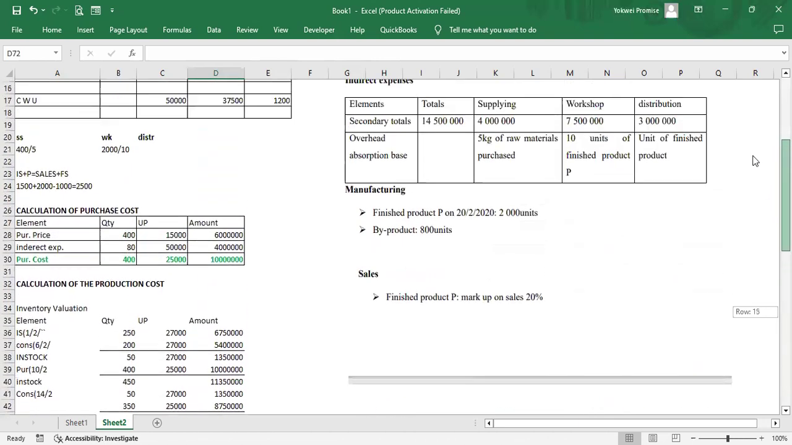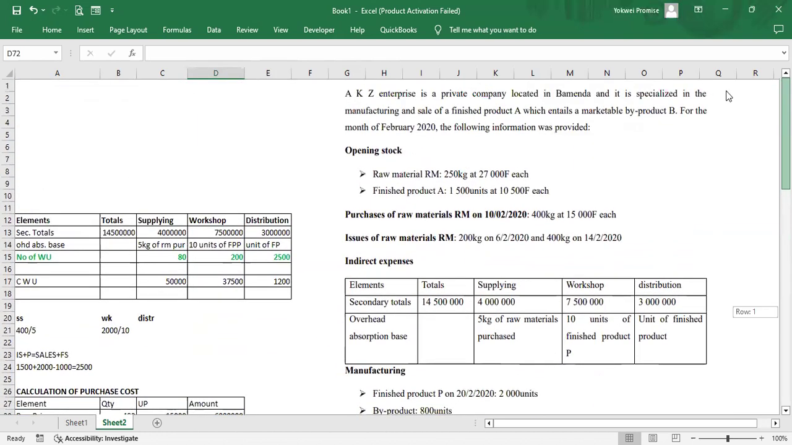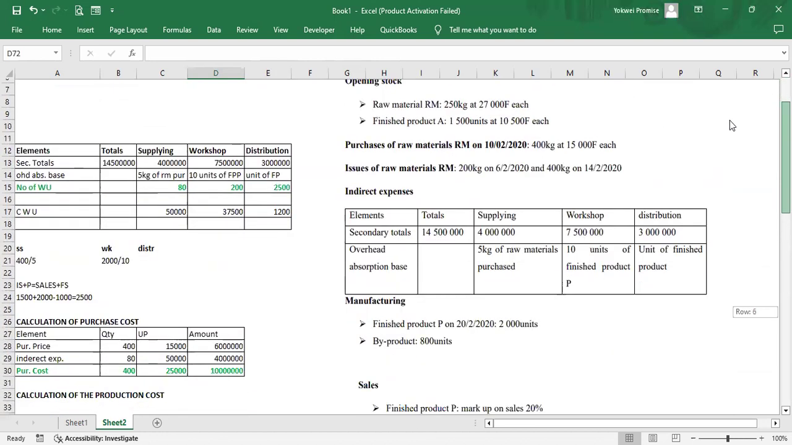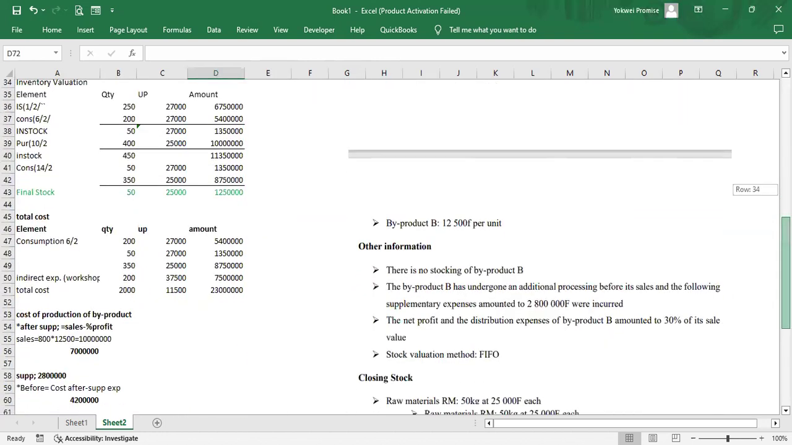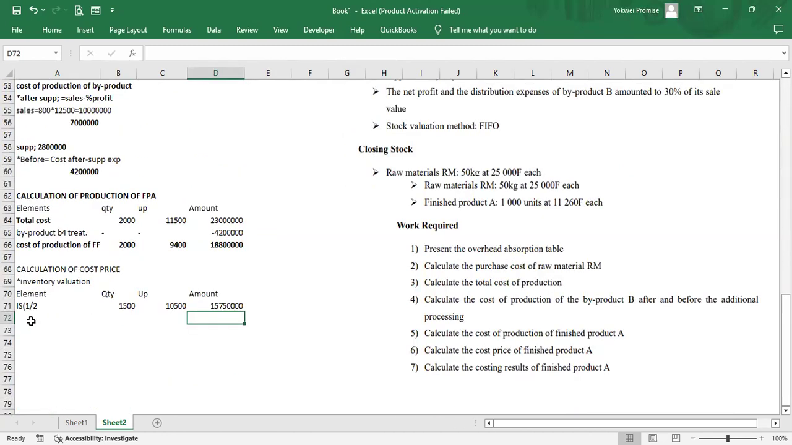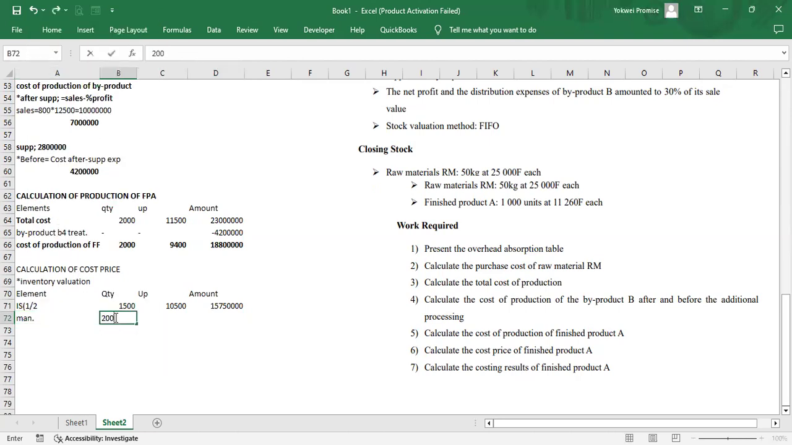Production says 20%. The next thing, according to this question, we have manufacturing, 2,000 units. So I have manufacturing for finished product A, which is 2,000 units at the price. So if we are manufacturing 2,000 units, it should be at this price, right?